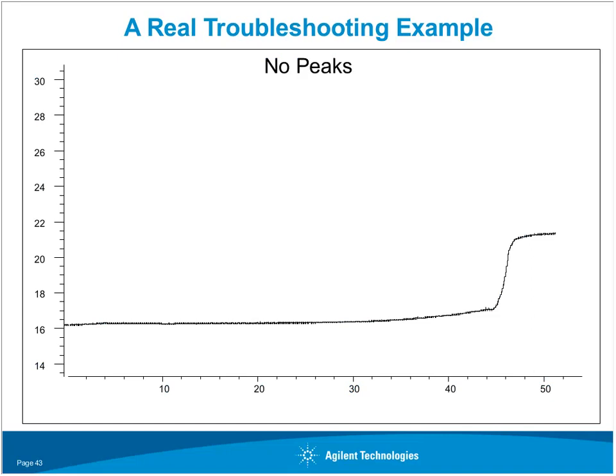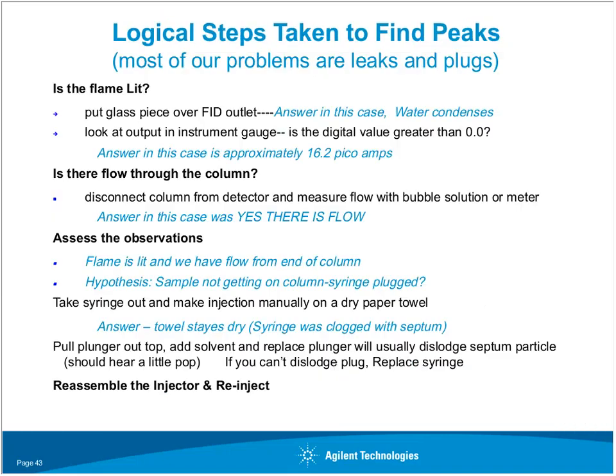So the sequence we go through is, first of all, let's take logical steps to find the peaks. Most of our problems are leaks and plugs. So the first question we're going to ask, and no offense to anyone, is: is the FID lit? Put a piece of glass over the FID outlet. If the water condenses, it's lit. Or if you monitor the signal and see it above 2 or 3 picoamps, the detector is probably lit.